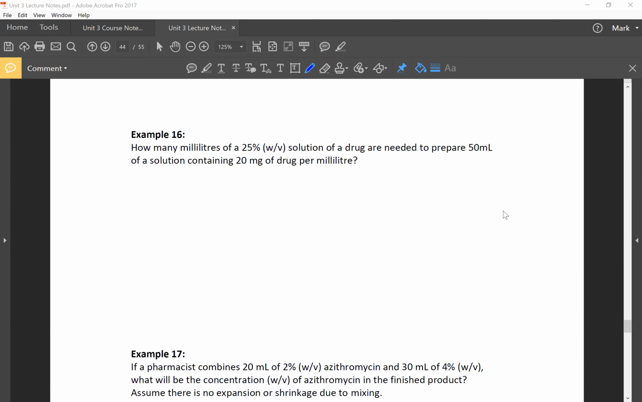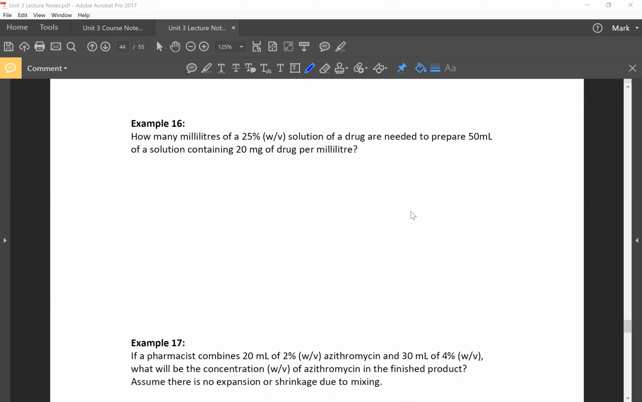All right, what about, let's see, number 16? How many milliliters of a 25% weight over volume solution of a drug are needed to prepare 50 milliliters of a solution containing 20 milligrams per milliliter? Okay. So as usual, before I do the answer, I'll give you guys a couple minutes to try number 16, and I'll be back with the answer in a minute.